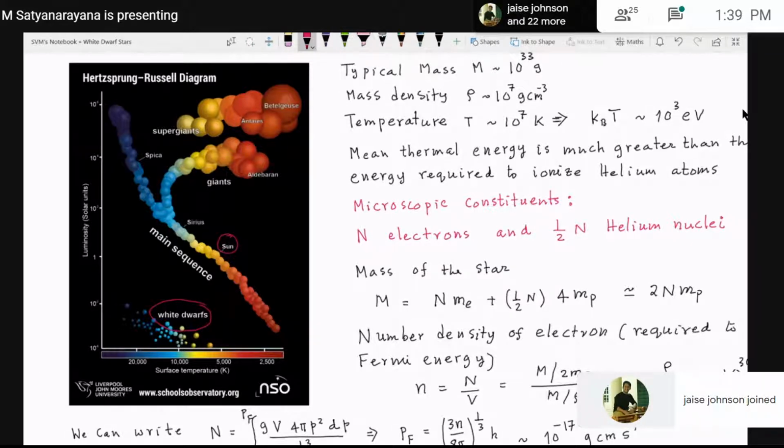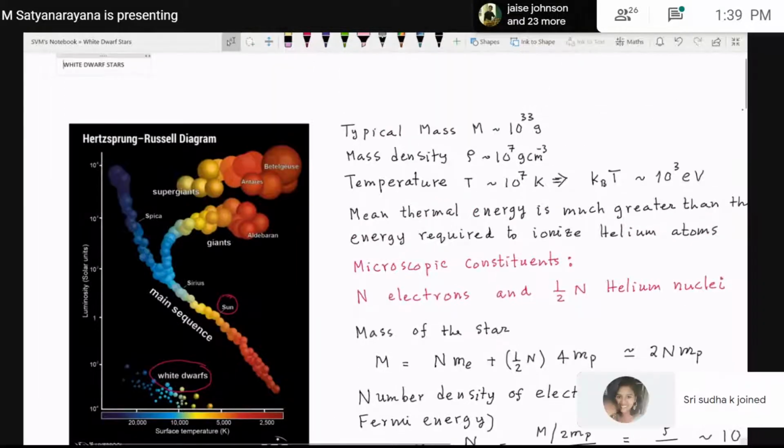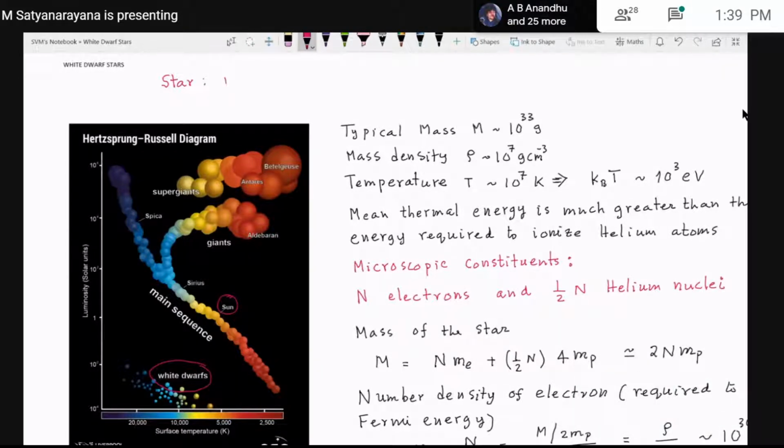Now, what happens in a star normally is that there is thermonuclear fusion. So you have hydrogen and hydrogen becoming helium. This is your thermonuclear reaction, and this is what gives rise to energy, and that energy comes out as heat and light energy from the star.